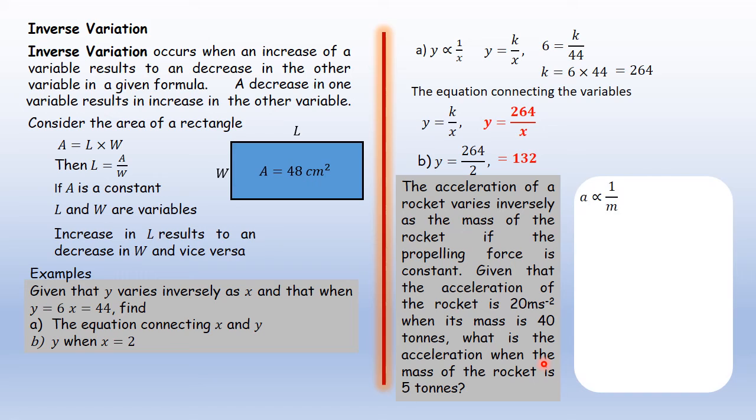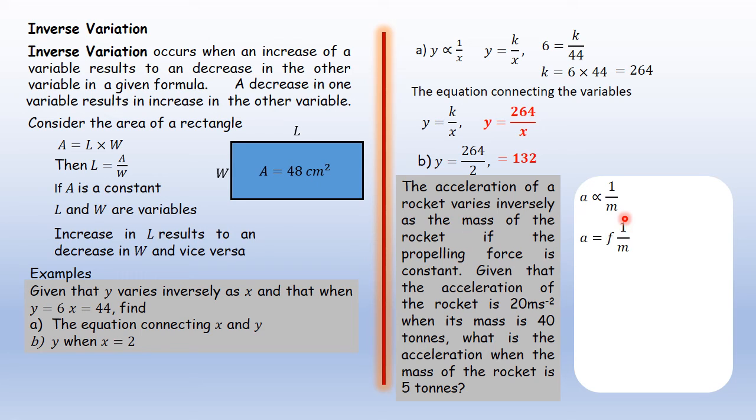Well, we need to identify the first thing here, the formula or general way the formula should begin. We are told acceleration varies inversely as mass. So I picked A for acceleration, M for mass. We know that acceleration must be inversely changing as mass. No wonder I have it that particular way.